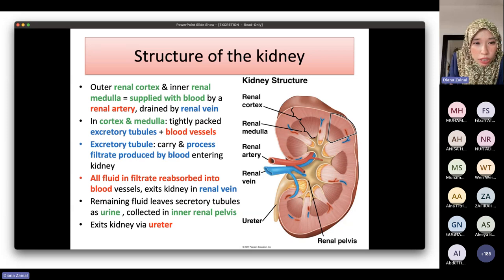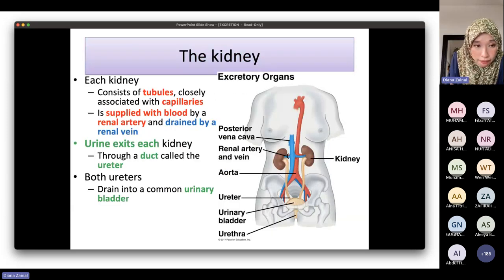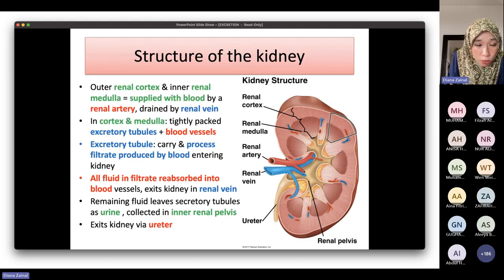Okay, the outer renal cortex and inner renal medulla are supplied with blood. Okay, renal artery, drained by the vein. In the cortex and medulla, if you see, there's a distinctive coloration over here, right? The medulla is deeper and the color is going to be a bit darker. Okay, there's a reason for that. It is tightly packed with the excretory tubules and also the blood vessels. Okay, meaning that's where your urine is formed.